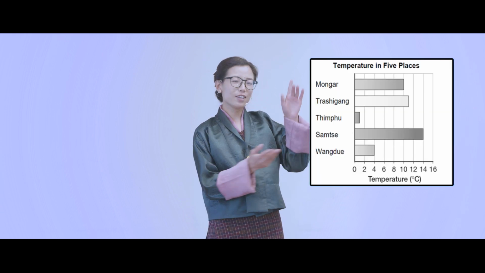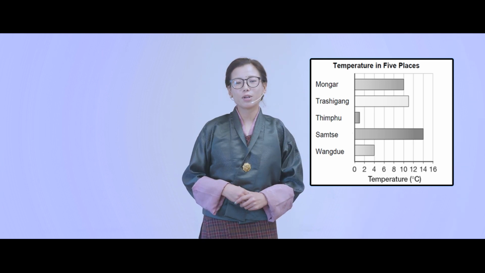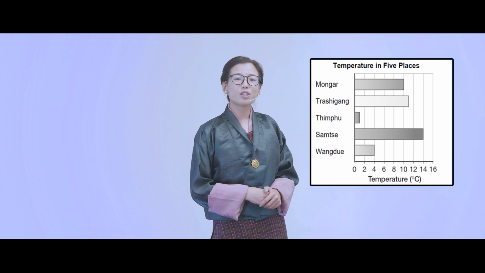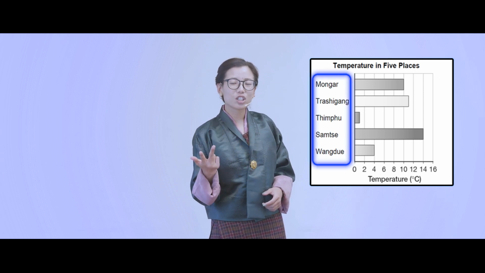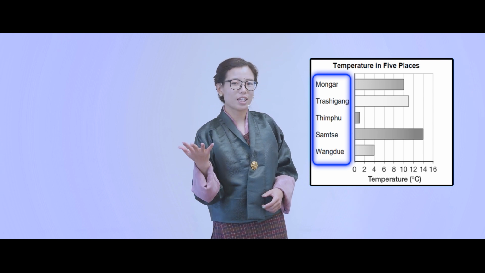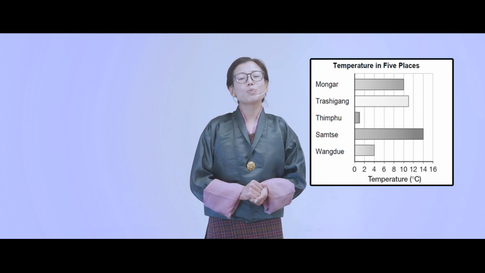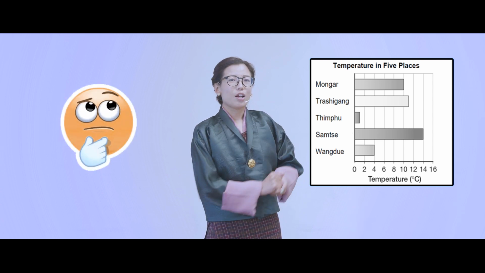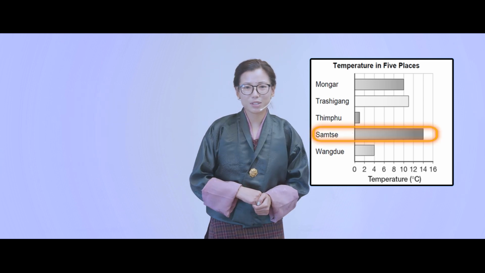Now let us see how to interpret bar graphs. Look at this bar graph. This bar graph is drawn horizontally. The earlier graph was vertical. This graph shows the temperature in 5 different places: in Thimphu, Samtse, Trashigang, Mongar, and Wangdi. So out of the 5 places, by looking at this bar graph, which place do you think is the warmest? Which one do you think is the warmest? Which place? Samtse, isn't it?